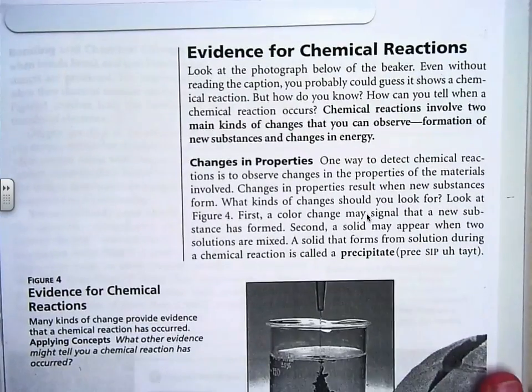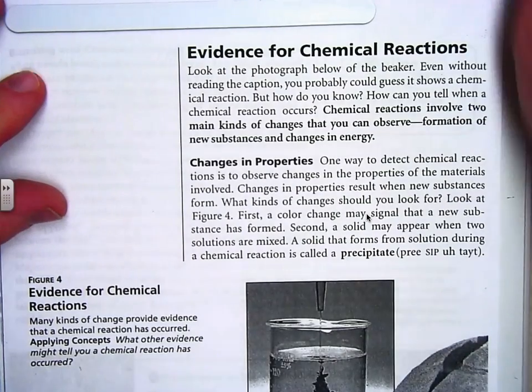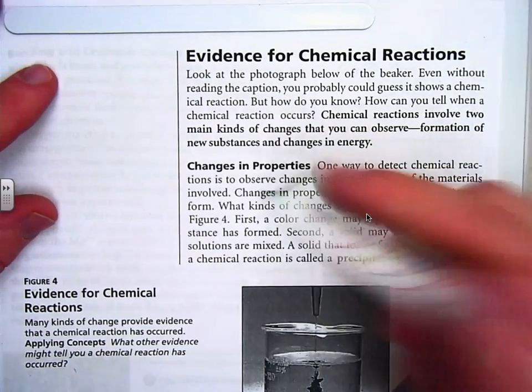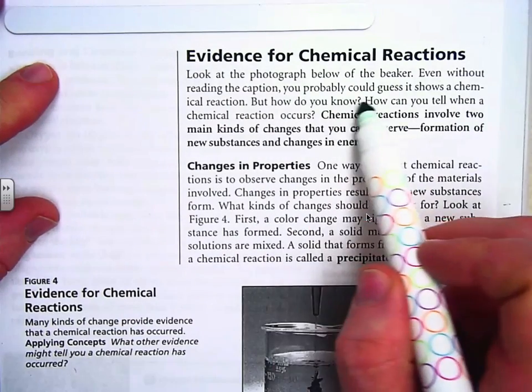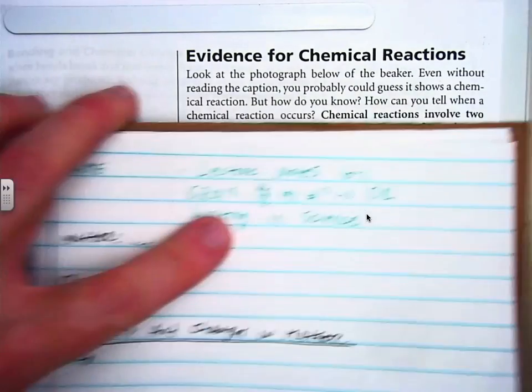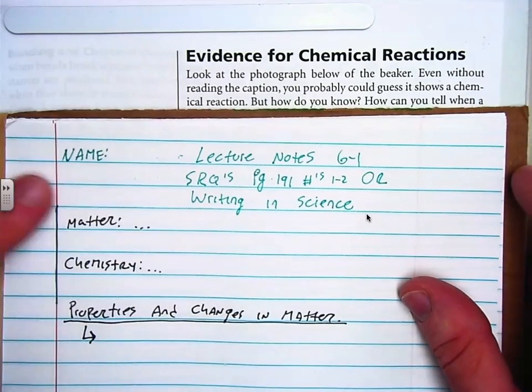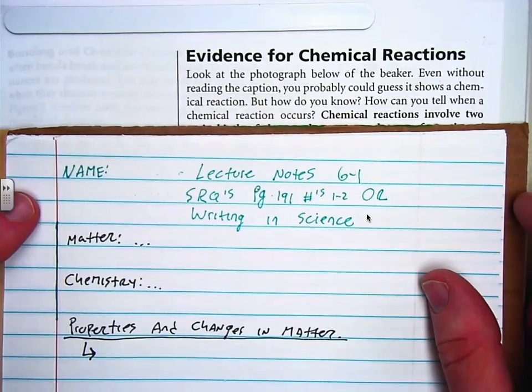Okay. Page 188. Evidence for chemical reactions. Look at the photograph below of the beaker. Even without reading the caption, you probably could guess it shows a chemical reaction. But how do you know? How can you tell when a chemical reaction occurs?